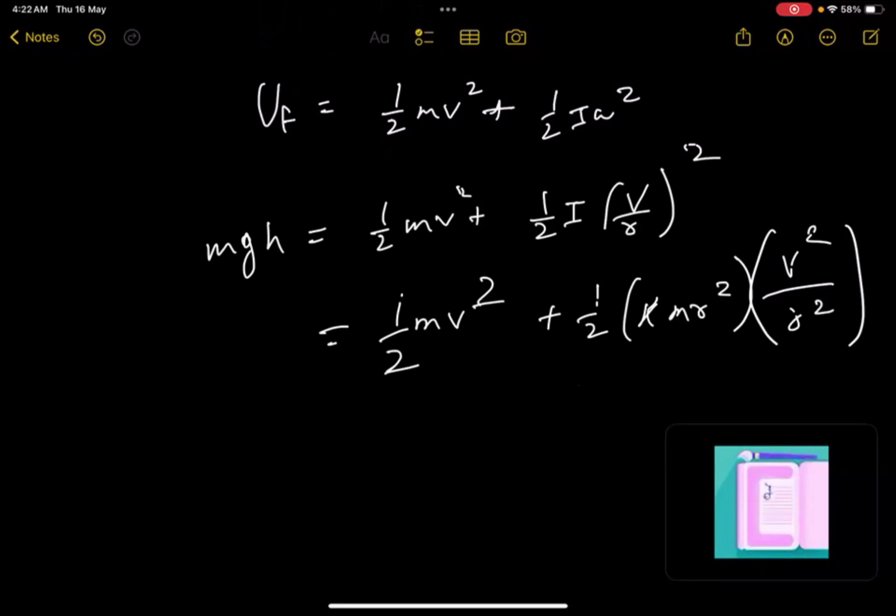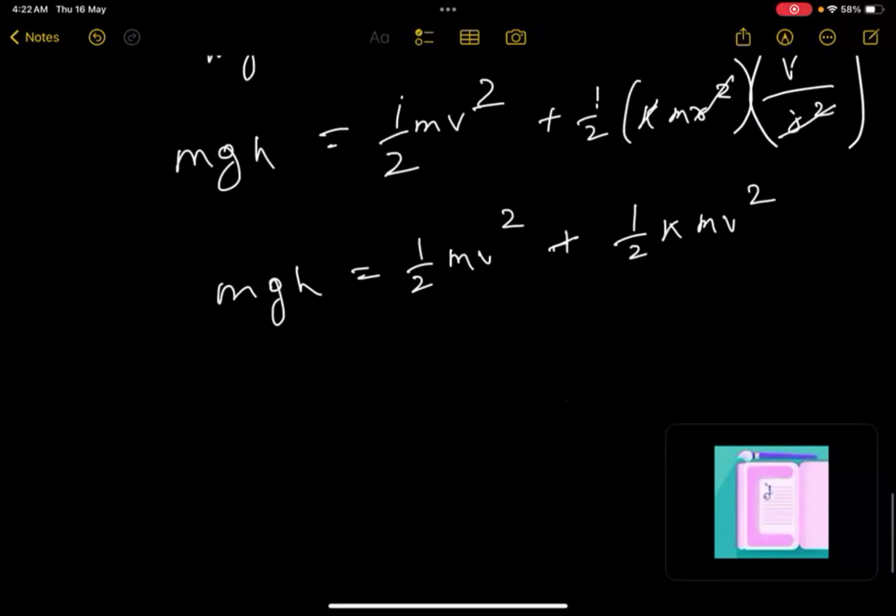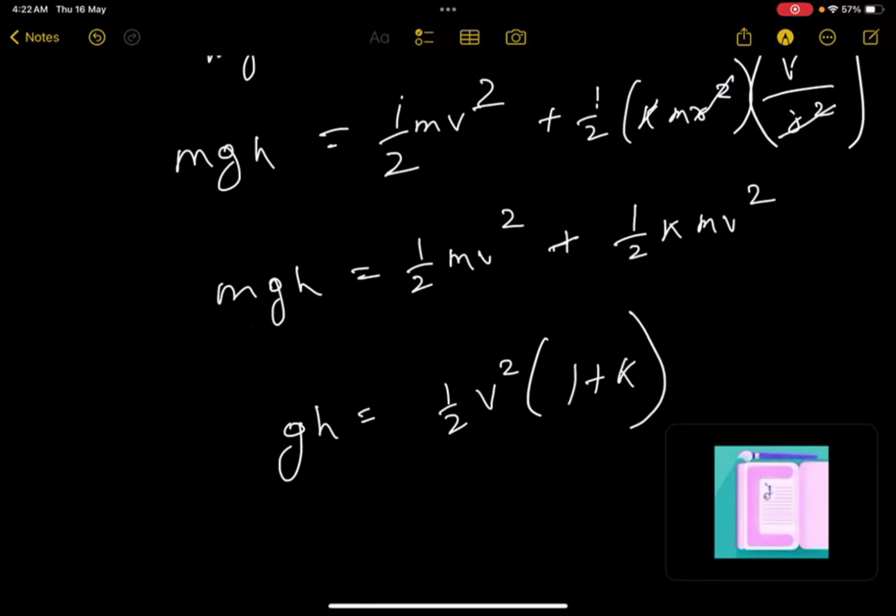So from this, you will get this equation: mgh is equal to 1 by 2 mv square plus 1 by 2 times k times mv square, because r square got cancelled here. And mass can also be cancelled from both sides. If you divide both sides by mass, the equation will change into gh equals 1 by 2 times v square (1 plus k), right?